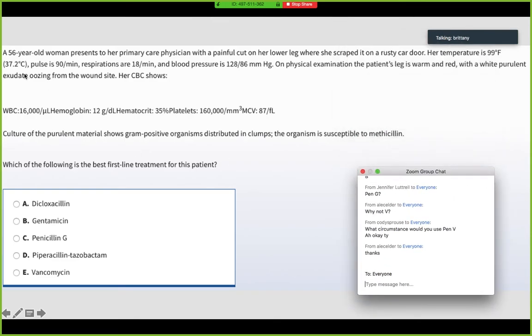All right, so a 56-year-old woman presents to her primary care physician with a painful cut on her lower leg where she scraped it on a rusty car door. It's now warm and red with purulent exudate. Don't worry about the labs. You don't need that to answer this. So the culture shows gram-positive organisms in clumps, susceptible to methicillin. So how are you going to treat her?